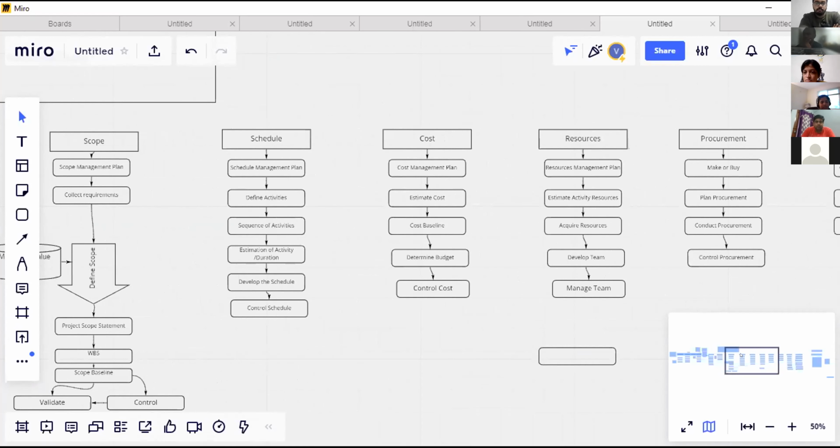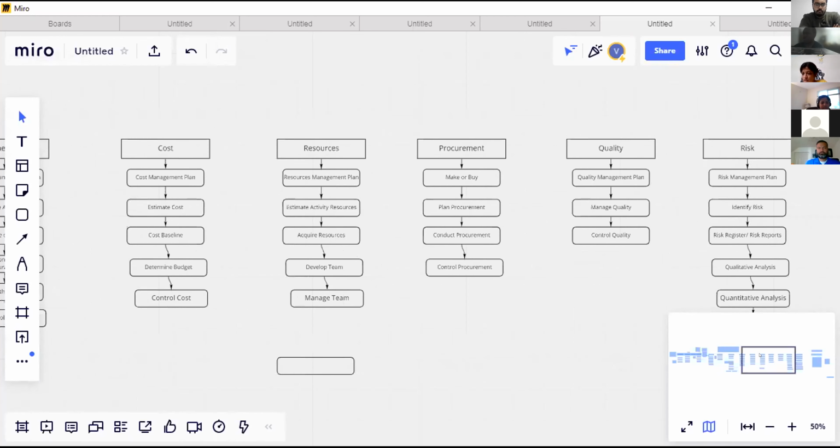Then moving towards the cost part, first of all, we'll have a cost management plan. On the basis of this cost management plan, we'll be able to estimate the cost. And once this cost is estimated, that will give us the cost baseline. On the basis of this cost baseline, we'll be able to determine the budget of the overall project. And at the end, we need to control the cost that will be incurred within the project during execution.